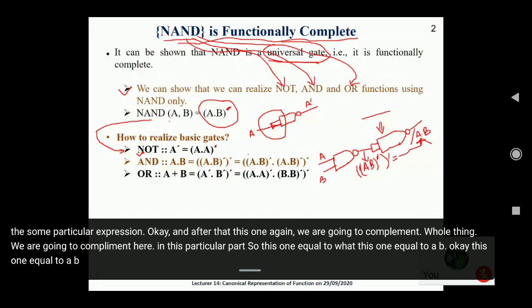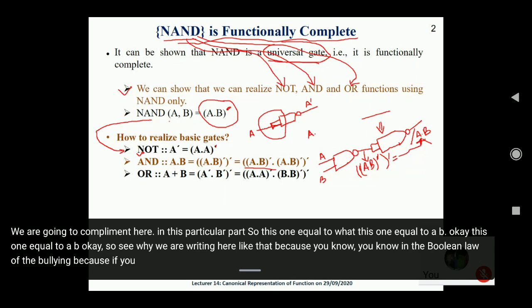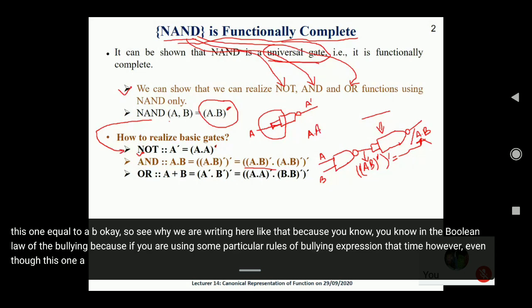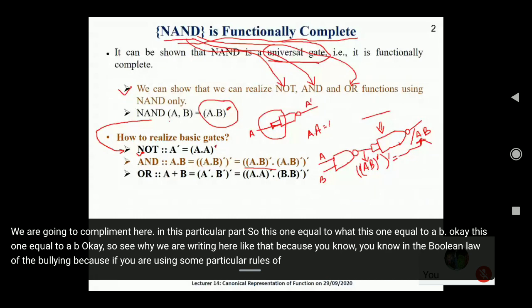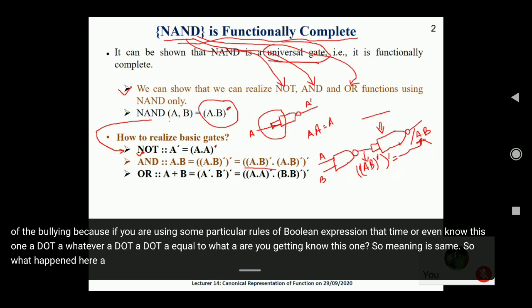See why we are writing it like that: in Boolean law, if you are using some particular rules of Boolean expression, a dot a equals a. Are you getting it? So the meaning is same. So a dot b whole complement dot a dot b whole complement equals a dot b whole complement.